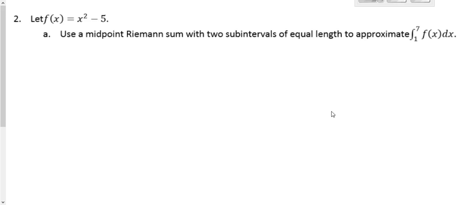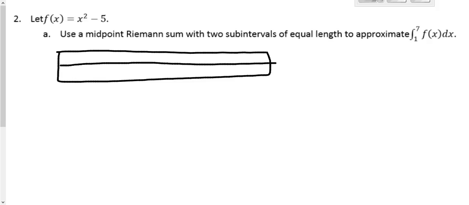Number 2A asks to approximate the area using a midpoint Riemann sum. They don't give us a table this time, but they do give us an equation. So whenever we don't have a table, you want to set up a table. I think that's the best way to go because using a table is the easiest, I think, when you're approximating area like this. So let's go ahead and make a table.